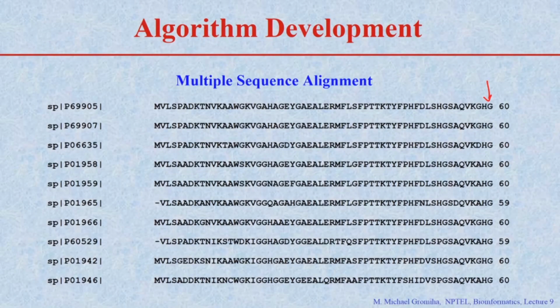What is the frequency of G at position number 60? It is 10 by 10, right. So, this is equal to 1. If we take position number 9.